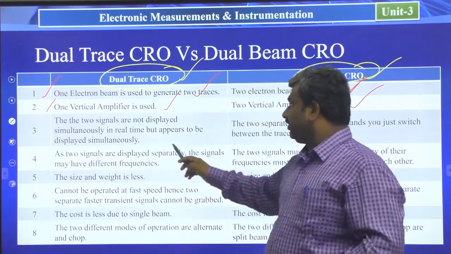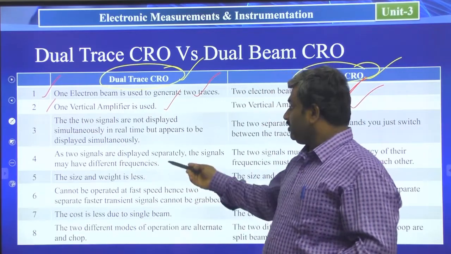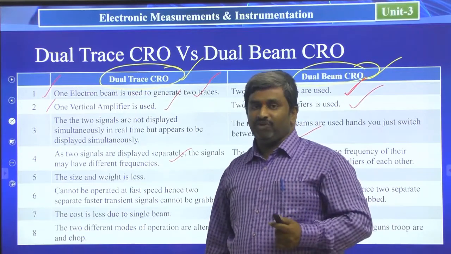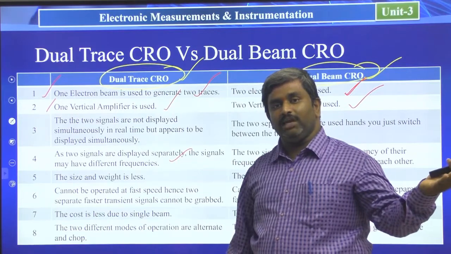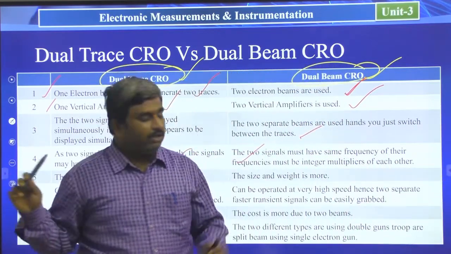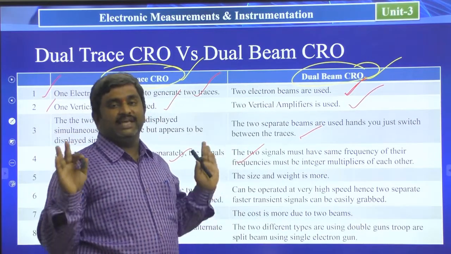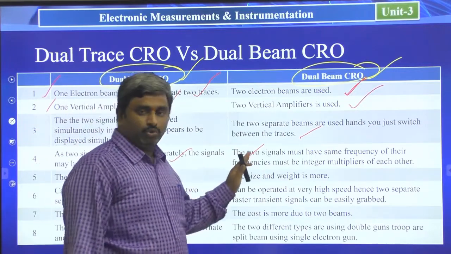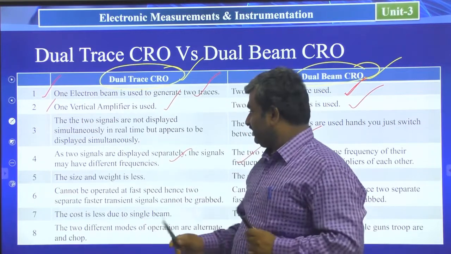As the two signals are displayed separately, the signals may have different frequencies. So when you are seeing two signals in the dual trace CRO, channel A can have a different frequency and channel B a different frequency. Whereas in the dual beam CRO, both signals have to be the same frequency, otherwise it is not ready to display the signal. The two channels of information have the same signal, same frequency.